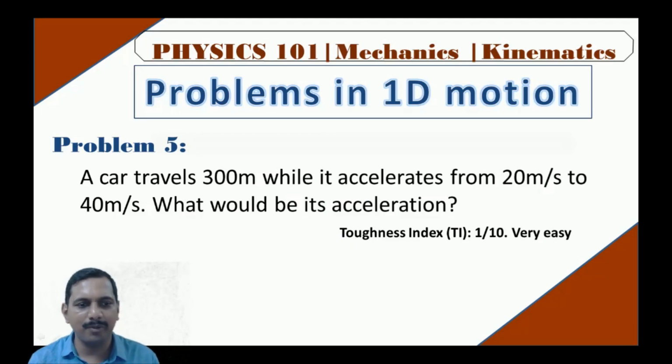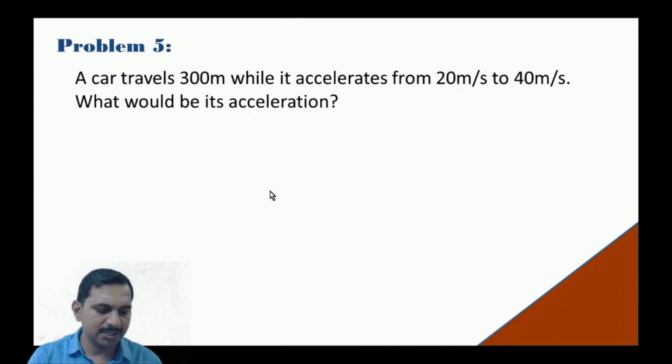So let us take problem 5, which is of toughness index 1, that means a very easy, beginner level problem. The problem is like this: a car travels 300 meters while it accelerates from 20 meters per second to 40 meters per second. What would be its acceleration? Let us look at it.